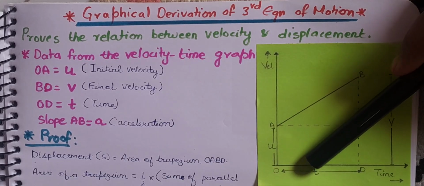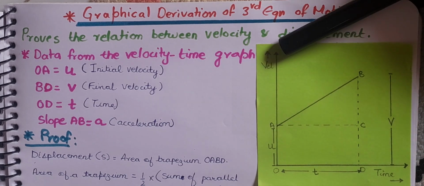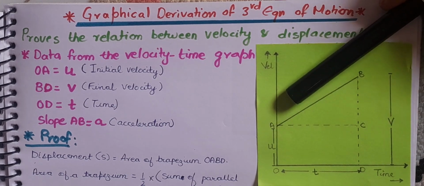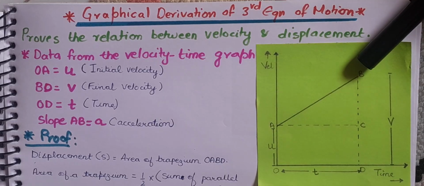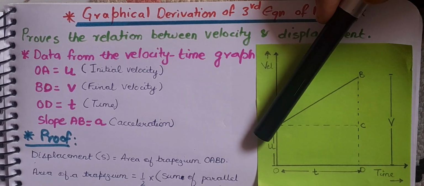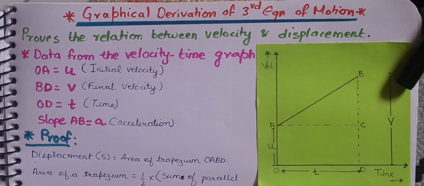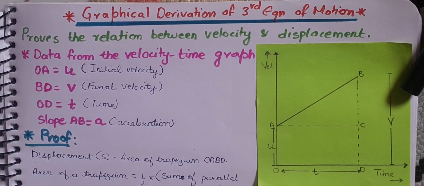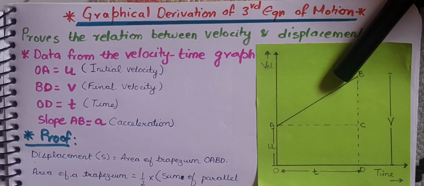You plot the time on the x-axis and velocity on the y-axis. Let us consider that the object changes its velocity from point A to point B. That is, the initial velocity is u and the final velocity is v. And as we already know, if the velocity increases with time, then the object is said to be in uniformly accelerated motion. So इस ग्राफ से हमें क्या क्या पता चल रहा है?